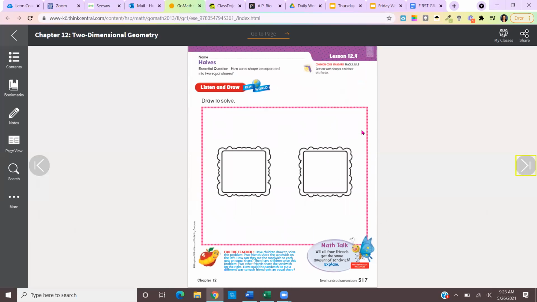So we are going to skip on over and we are going to start on page 517. When you're on page 517, give me a thumbs up.